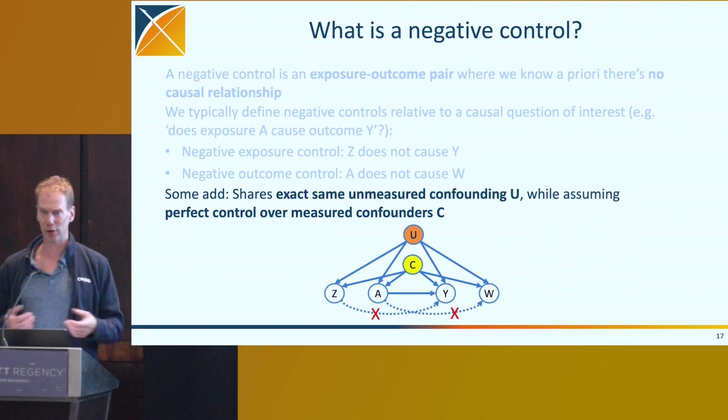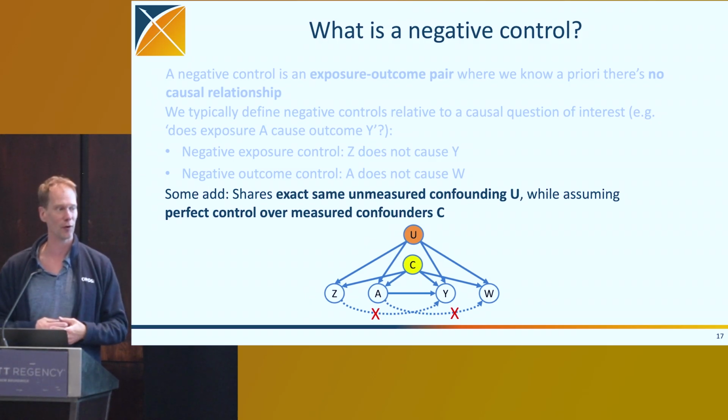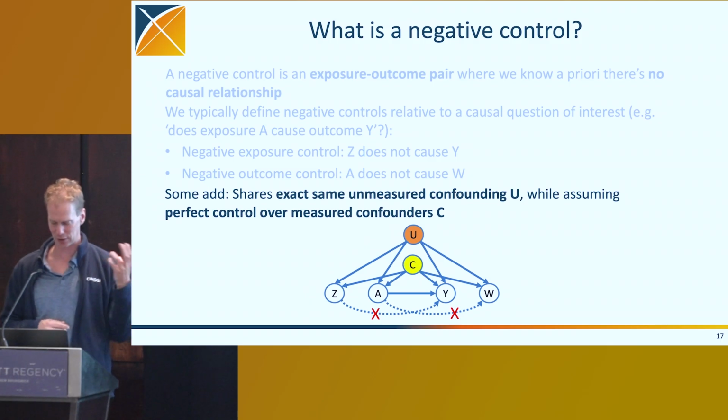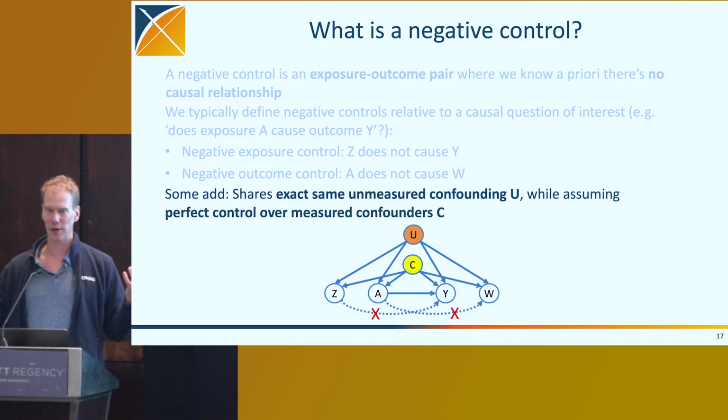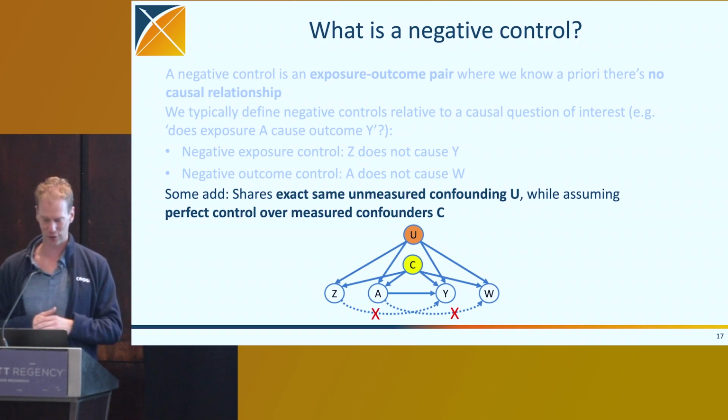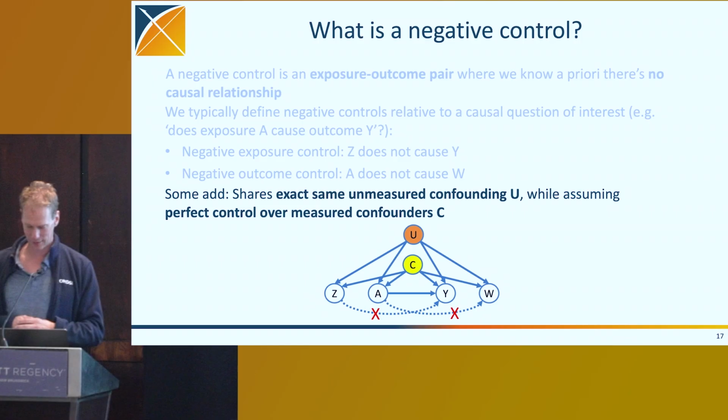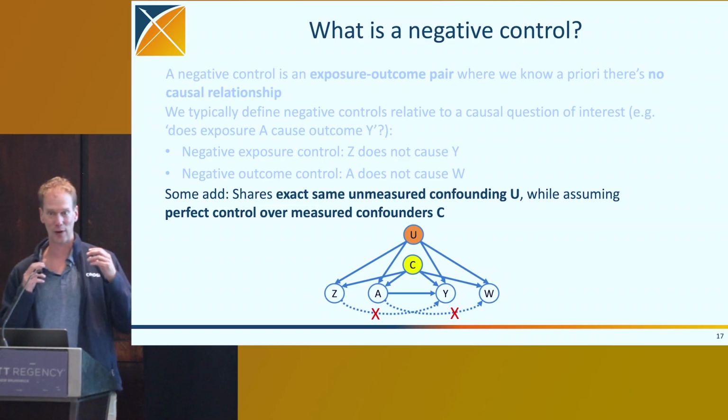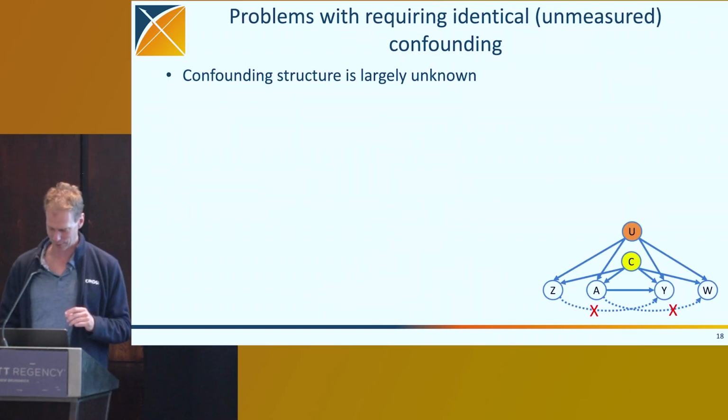For those of you who are familiar with the negative control literature, you know that oftentimes people also have an additional requirement. So it's not just that there is no causal relationship for your negative control, but they also require that it has the same unmeasured confounding as your question of interest. And I agree that that's something that you ideally would want, but I think there are some problems with that requirement.